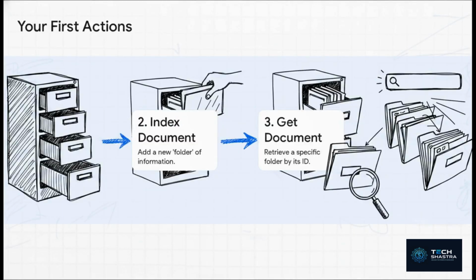These 4 actions are going to be your bread and butter. You'll be using these simple API calls every single day. First, you create an index. That's like setting up a new empty filing cabinet. Then you start indexing documents, putting folders into it. From there, you can easily grab a specific document using its ID, or, of course, perform a search across everything.